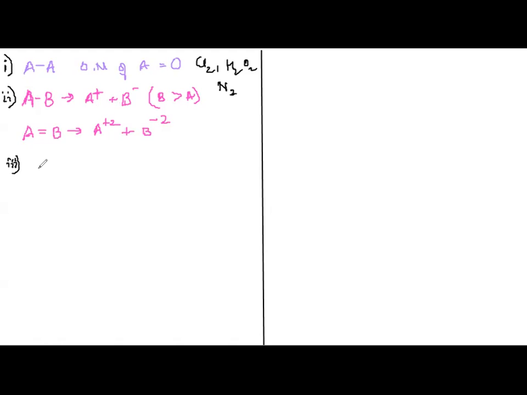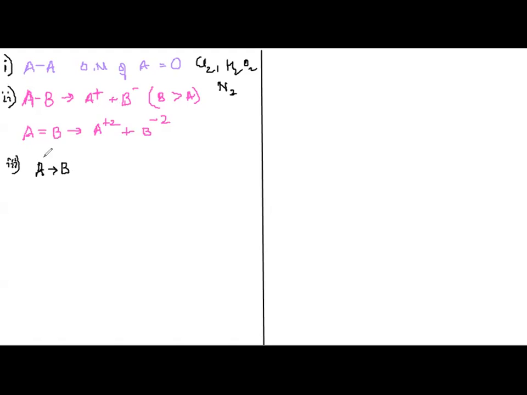If there is a coordinate bond, that means one atom contributes its shared electron pair and both atoms share the electrons. Then the oxidation number of the donor atom will be plus 2 and the acceptor atom will be minus 2. For example, suppose I have it like this, and the coordinate bond is shown like this.